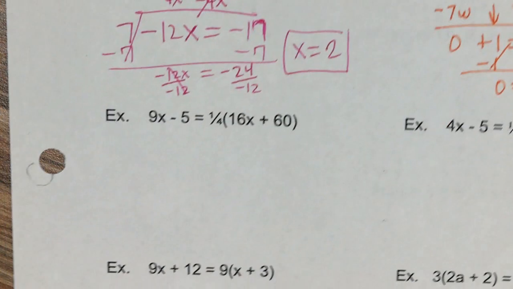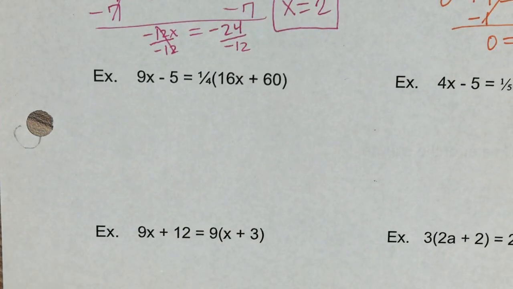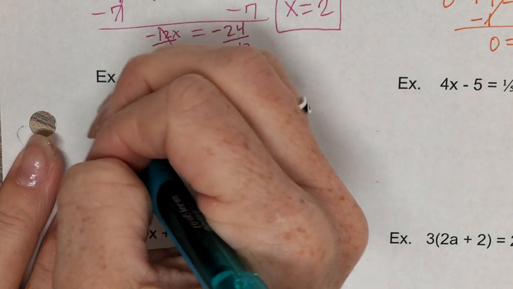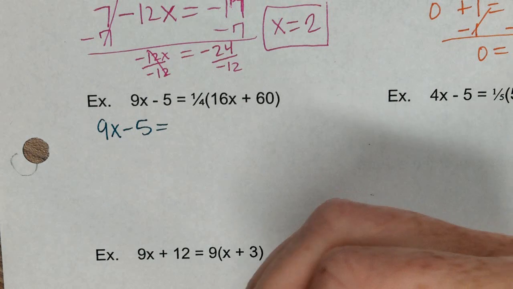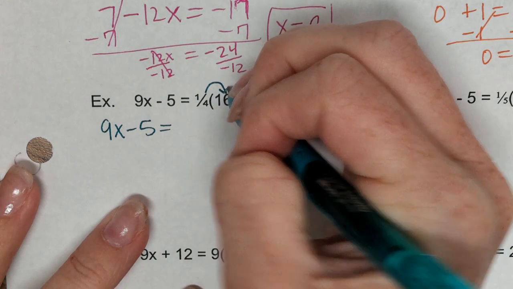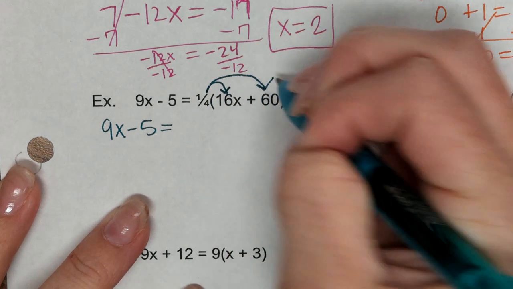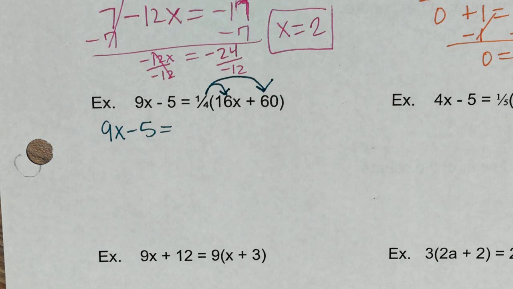Okay, let's go to the next one. What do y'all see right away that we have to deal with first? The parentheses. So I'm just going to write the left side down, 9x minus 5 equals. And I need to distribute the 1/4 to the 16 and the 1/4 to the 60. Now, do y'all know that multiplying by a fourth is the same thing as dividing by 4? Because you multiply straight across, 1 times whatever is going to be whatever, and then the 4 would go on bottom. So you're just dividing by 4.